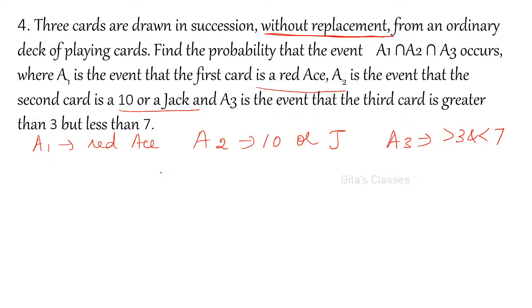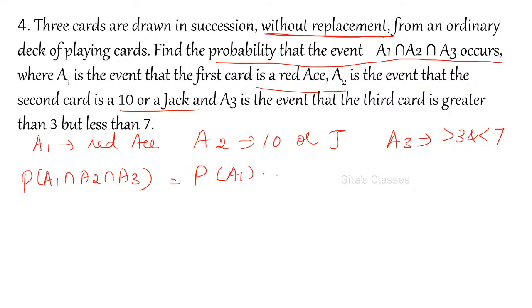Okay. So what is the required probability? We want P of A1 intersection A2 intersection A3. Find the probability that the event A1 intersection A2 intersection A3 occurs. Okay, so what is this probability? First A1 is happening, then A2 is happening, but it depends on A1. Similarly A3 is happening, but before that A1 and A2 are happening. Right?